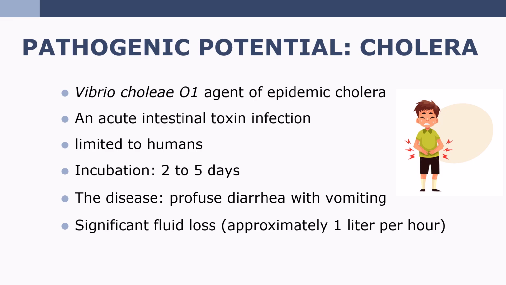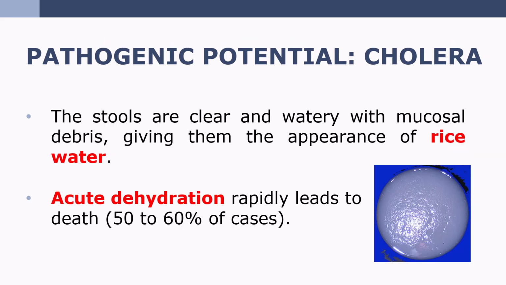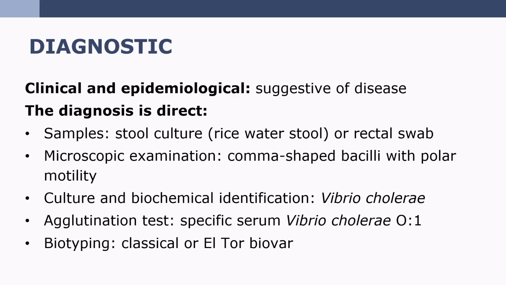We will now discuss the pathogenicity of cholera. Vibrio cholerae O1 is the causative agent of epidemic cholera. It causes acute intestinal toxin infection, strictly limited to humans. After an incubation period of 2 to 5 days, the disease is characterized by profuse diarrhea accompanied by vomiting and massive fluid loss, which can reach approximately 1 liter per hour, leading to a high risk of severe dehydration. The characteristic stools of cholera are watery and clear, sometimes containing mucosal debris, giving them their typical rice water appearance. Acute dehydration progresses very rapidly and can lead to death in 50 to 60% of cases if rapid rehydration is not provided.